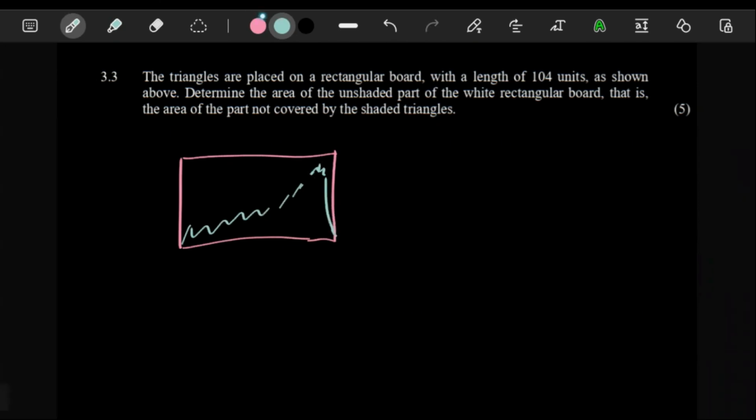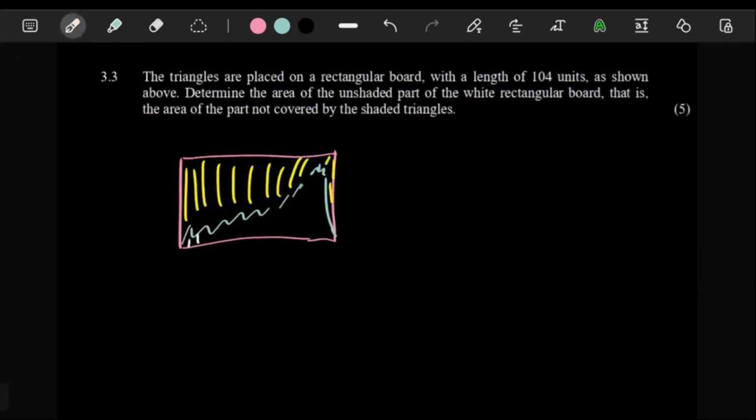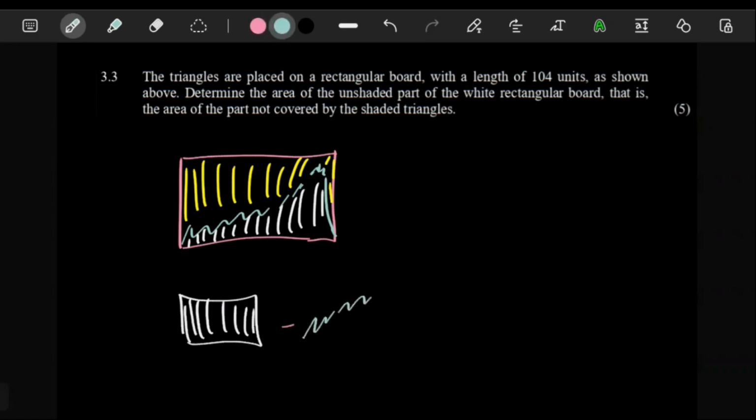So if you're going to work out the area of this part that is not shaded, don't focus on that part because you can't work it out directly. What you actually just need to do is get the sum of all the areas of your triangles and then remove it from the area of your rectangle, because you're going to take the entire area of the rectangle and subtract the areas of your triangles, and what you're going to have left is the area of the part that is not shaded.